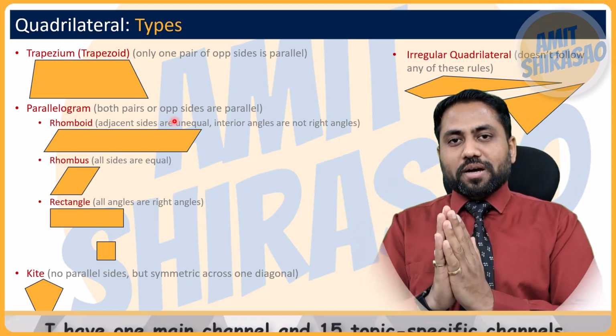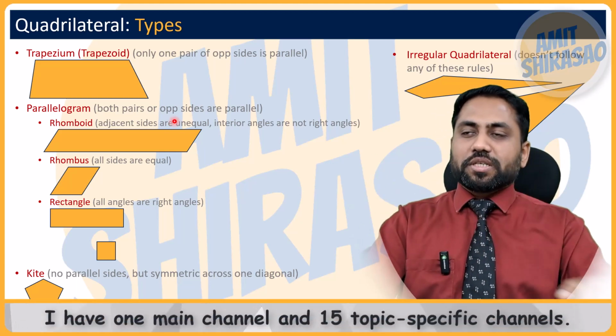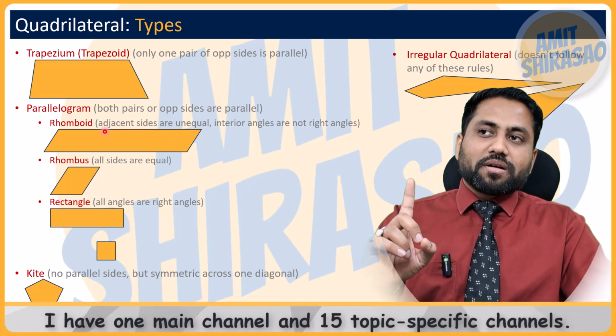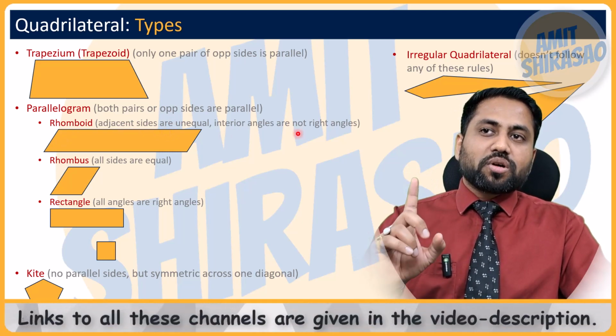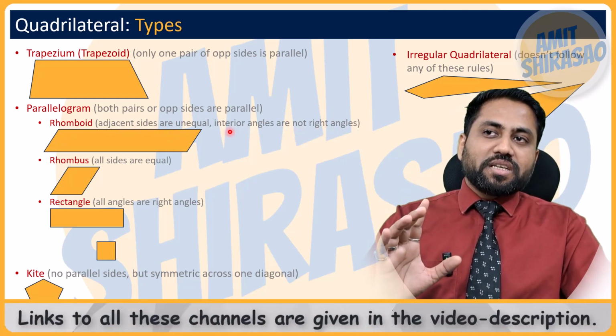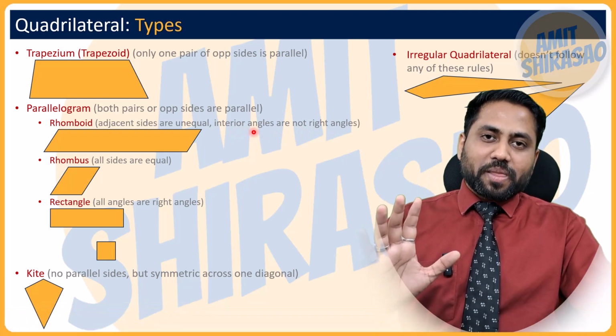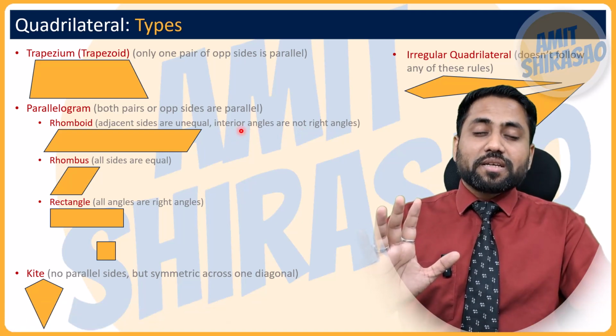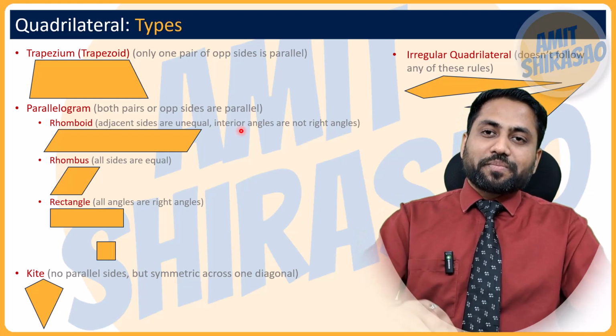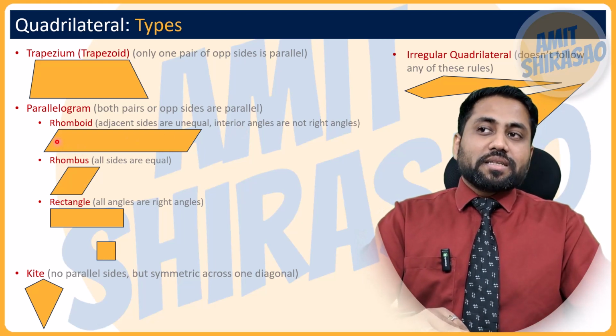It's a parallelogram which should not have these two things. It should not have equal adjacent sides, and it should not have any interior angles equal to a right angle. Okay, so it should not have any interior angles equal to 90 degrees. Then it is a rhomboid.